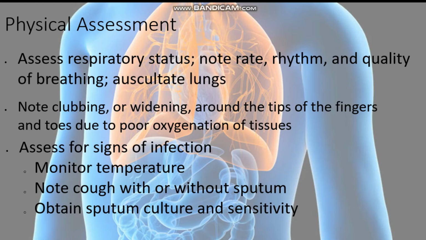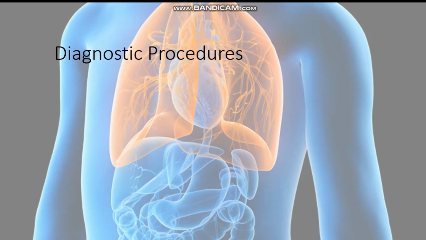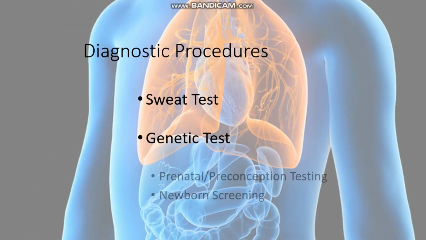Monitor temperature, note cough with or without sputum, and obtain sputum culture and sensitivity. There are two tests commonly used to diagnose cystic fibrosis: a sweat test, which measures the amount of chloride in sweat, and a genetic test, which detects chromosomal mutations associated with the disease. Other diagnostic procedures include prenatal or preconception testing and newborn screening.